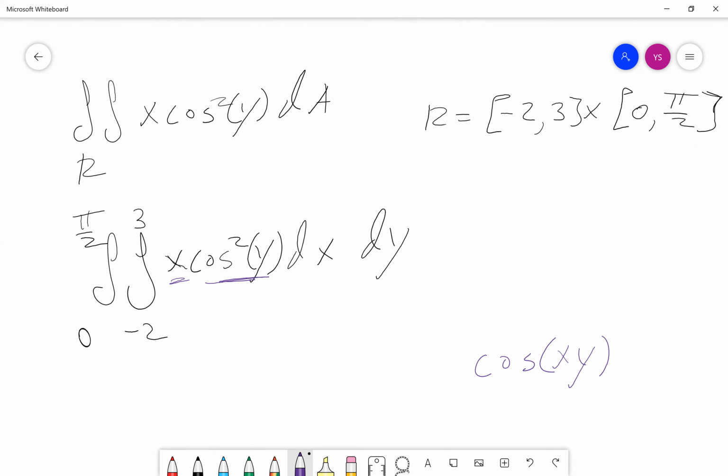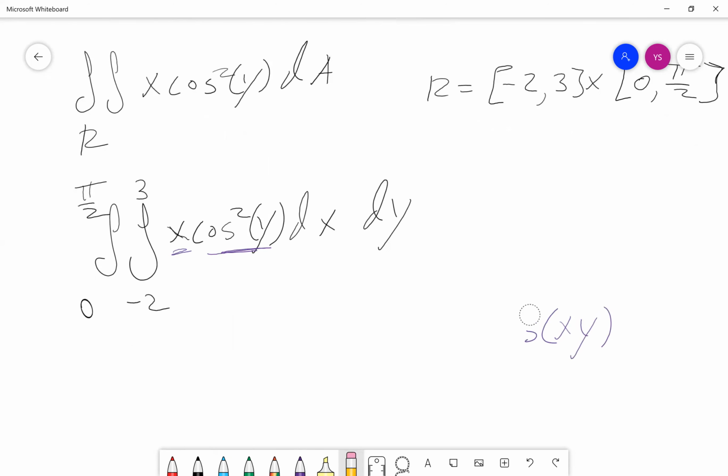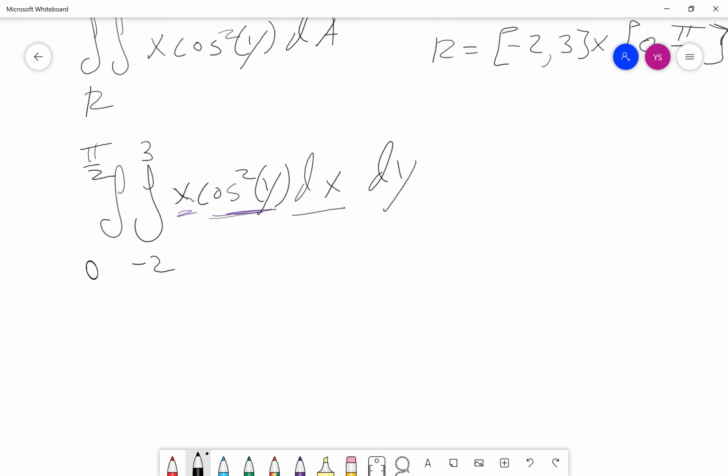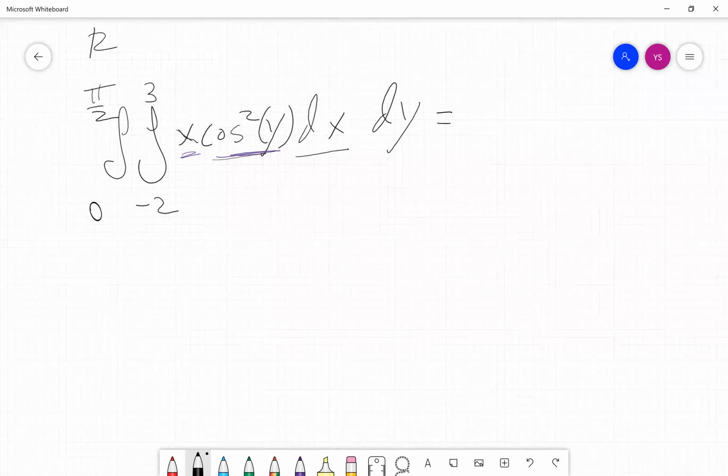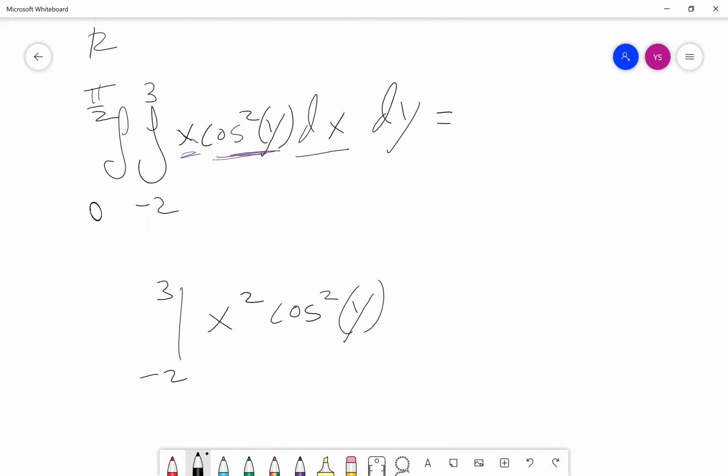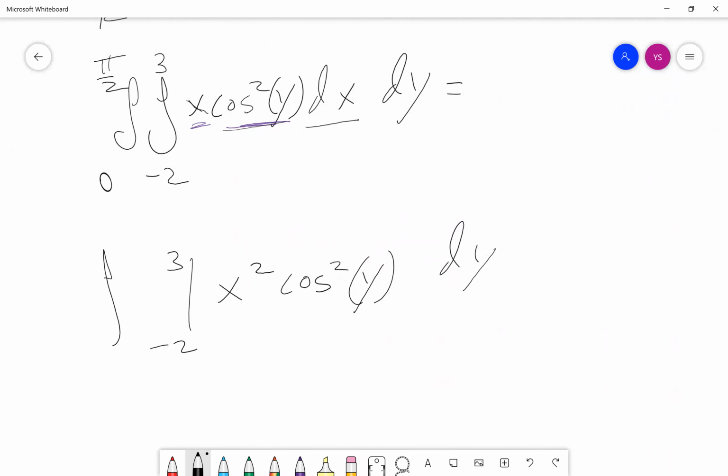That means that when we take this integral, if I'm taking this integral with respect to x, I'm kind of ignoring the y part. And if I'm taking the integral with respect to y, I'm ignoring the x part. So let's just do the integral. If you take this with respect to x, you just get an x. So you get bounds from -2 to 3, x squared cosine squared y. We have to remember that there's still an integral with respect to y. And so that's the integral from 0 to pi over 2.